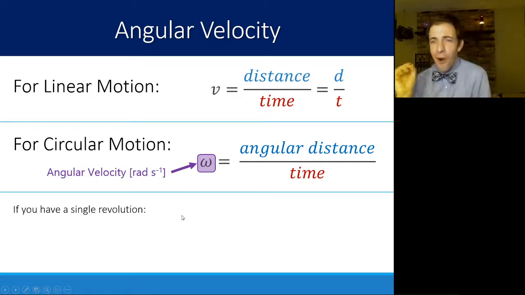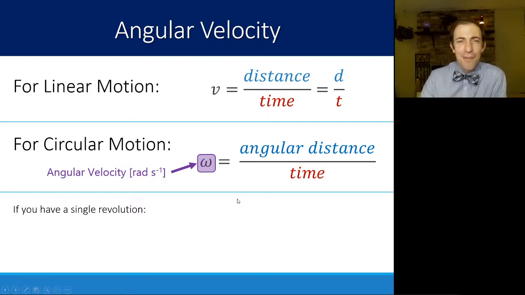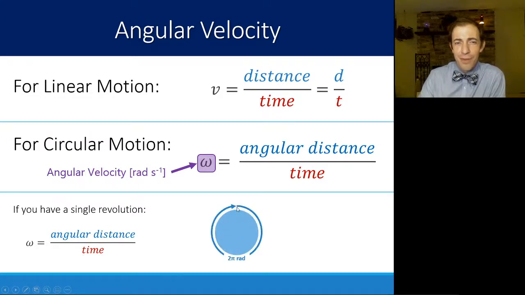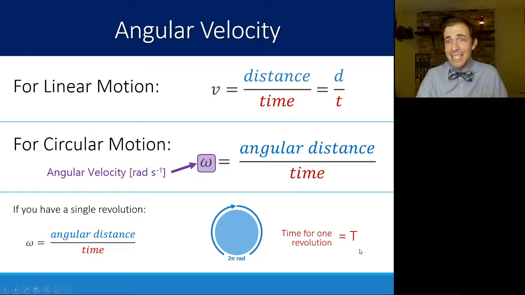Now, if we know that we're talking about a single revolution, we can define this even further because this angular distance over time, for a single revolution, is, we know, 2 pi radians. So that's the radians part. And we know that the time we're going to define as T. That's the time for one revolution. So if you have a single revolution that you know the numbers for, you can just say that's 2 pi over T. That'll be equivalent to your angular velocity omega.